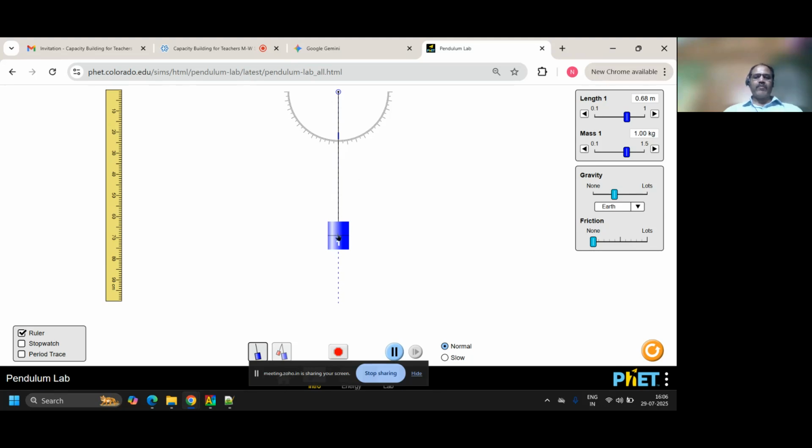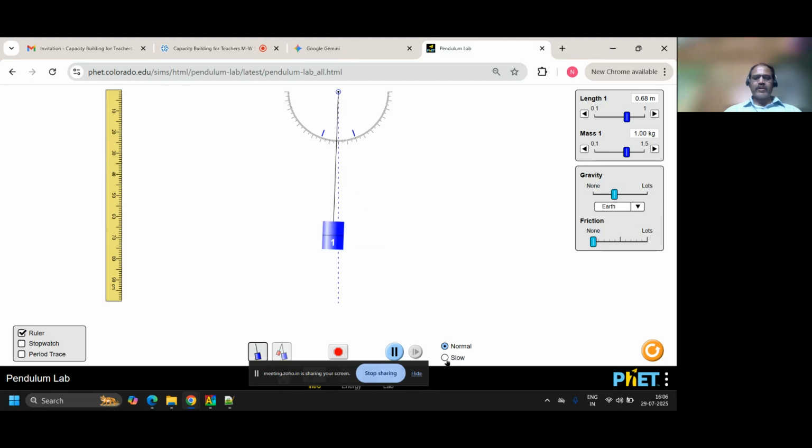Now, I am going to make the pendulum oscillate. So now I am moving this pendulum here. It's almost like 20 degrees I'm moving. I'm releasing the pendulum now. Now it makes oscillations, right? Right now, it assumes no friction, zero friction, okay? So it keeps on oscillating.